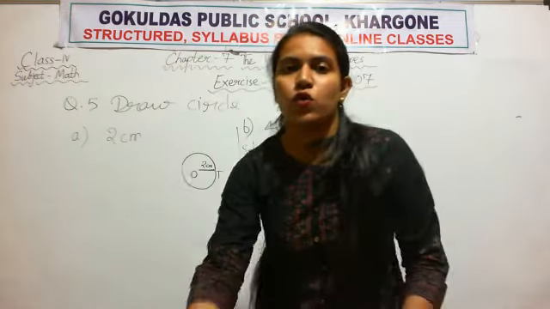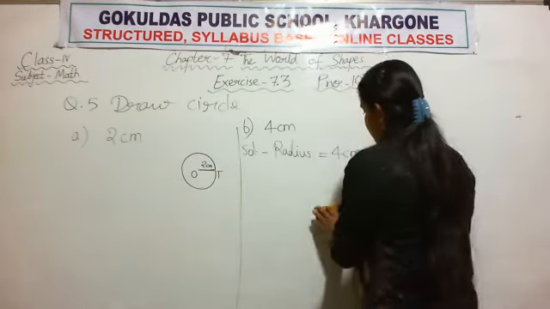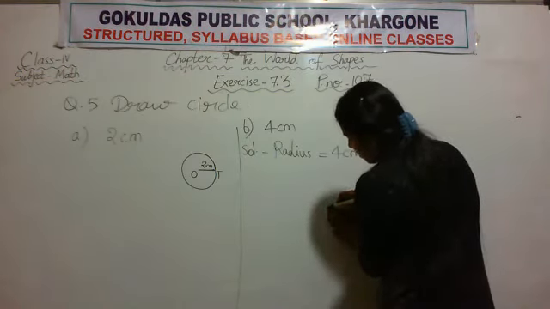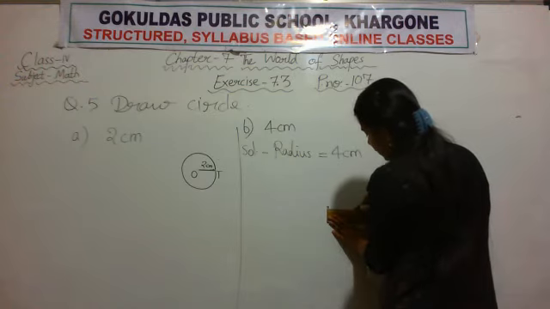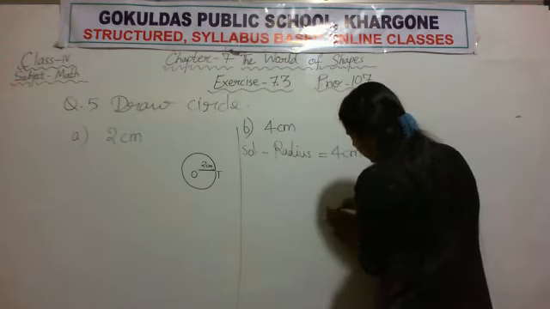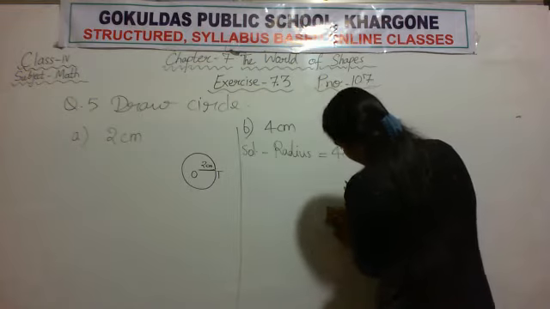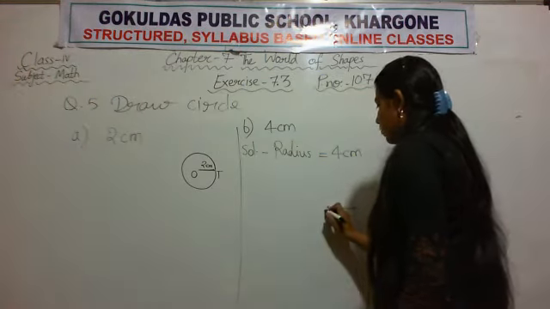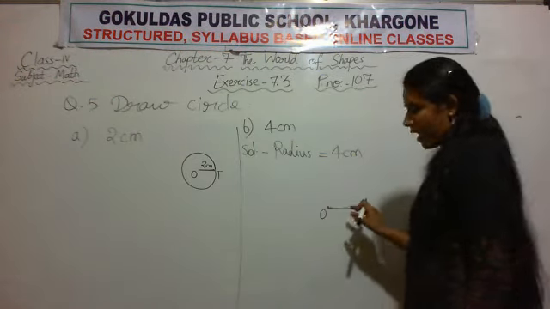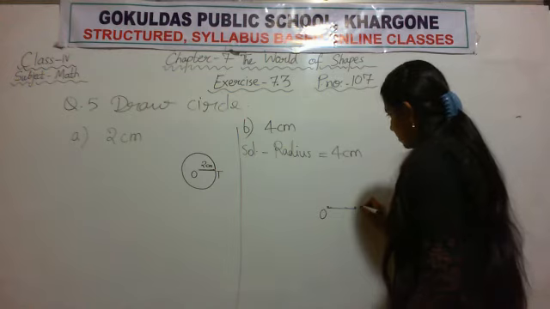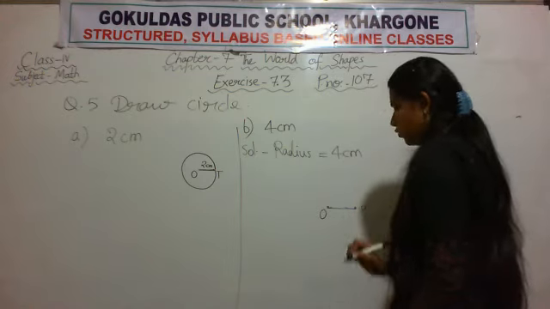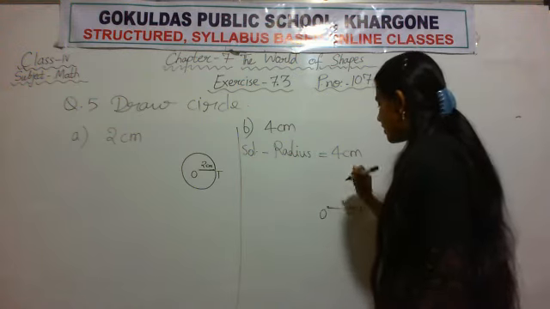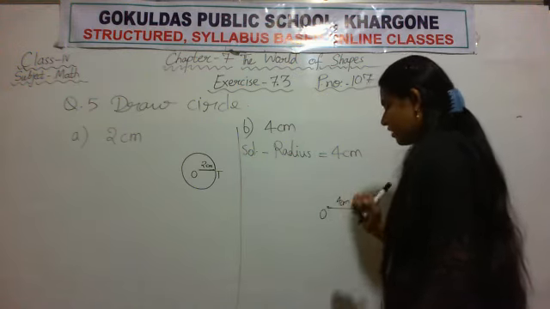What will you do? Draw a line of 4 centimeter. How will we draw it? We will mark a point on 0 and another point on 4 centimeter. With the help of a ruler, join both the points. We got a line. Give names to both the points, one point as O and the other as P. The length of this line is 4 centimeter. Write 4 centimeter above the line.